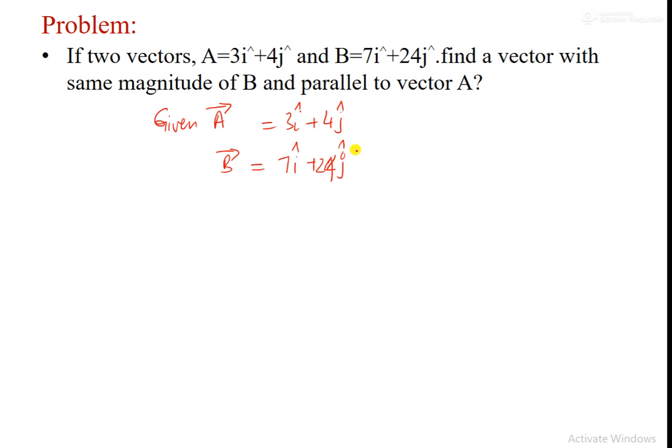So the magnitude of B will be the square root of 7 square plus 24 square, right? So this is equal to 49 plus 576, which is around 625.